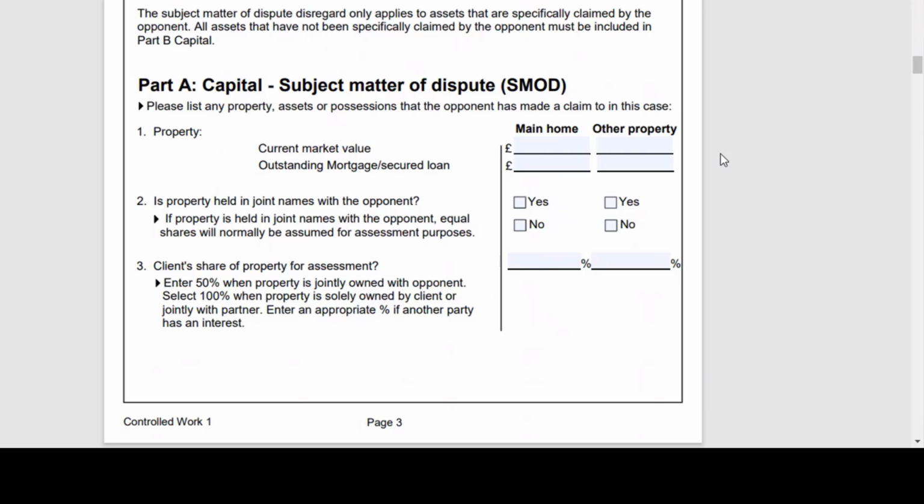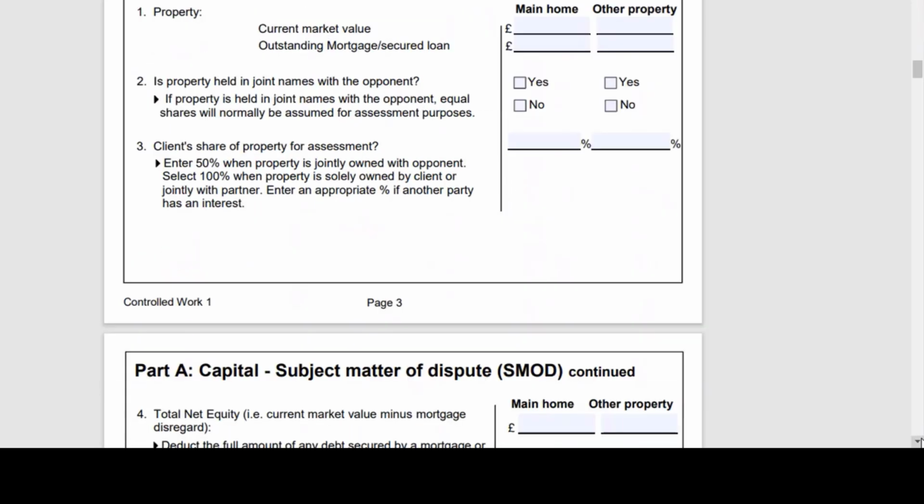There may be a valuation that the client already has, or it may be an estimate based on perhaps an internet search, something like Zoopla perhaps. This is the client's declaration, but obviously if it feels wrong to you and you're familiar with that area, then you might want to do a little bit more exploring with the client. Under question 2, you're telling us whether or not this property is held in joint names with the opponent. And then under question 3, you're giving us the proportion of the value of the property that would belong to the client.